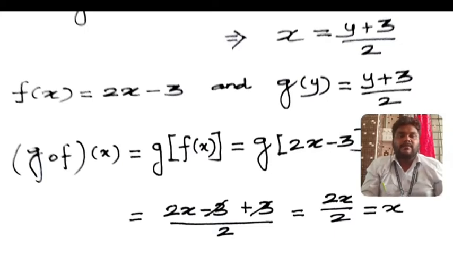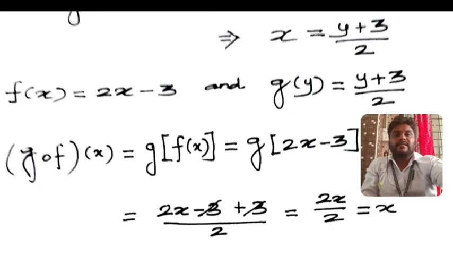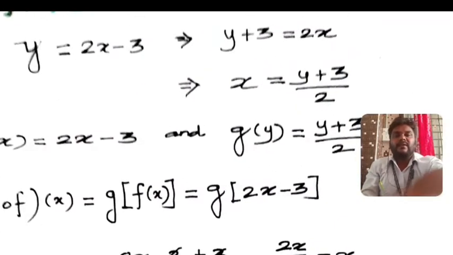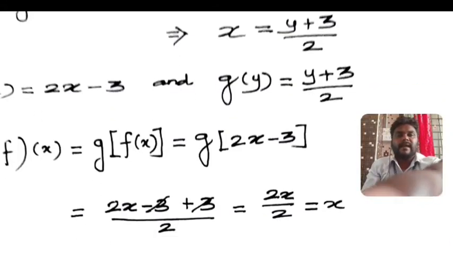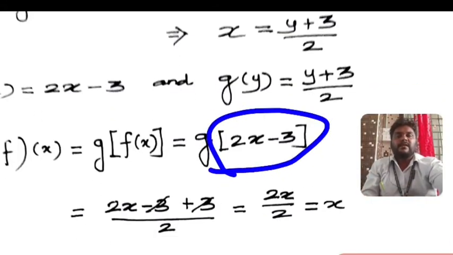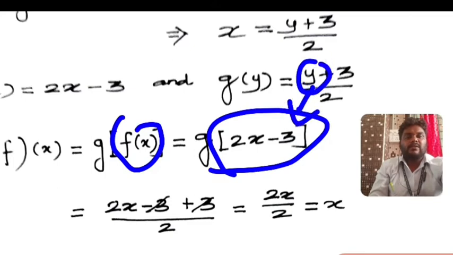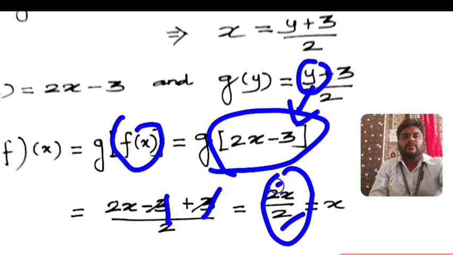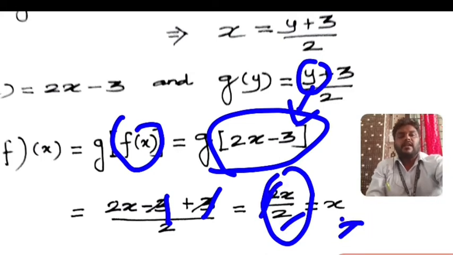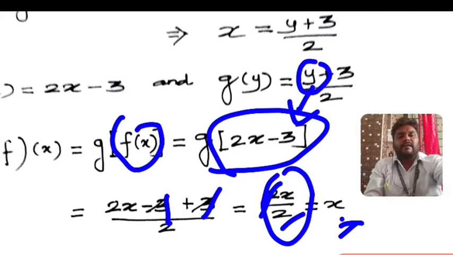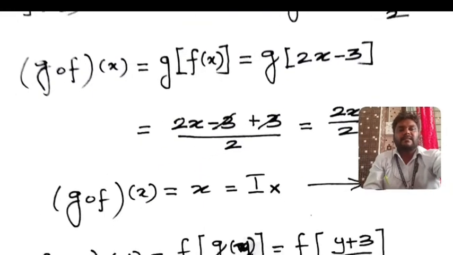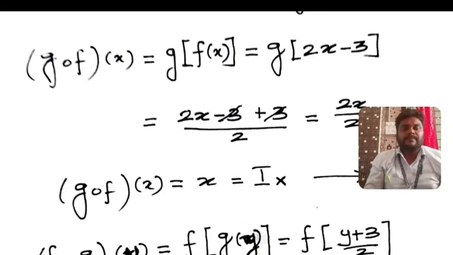So g composite f of x equal to g of f of x. We know that the f of x value, in the question itself they gave, is 2x minus 3. So I replaced the f of x value with 2x minus 3. Next I replaced the y value here, so (2x minus 3 plus 3) by 2. Plus 3 minus 3 cancel, remaining 2x by 2. The 2s cancel, the remaining is x. So we got g composite f of x equal to x. x is the identity function of x.